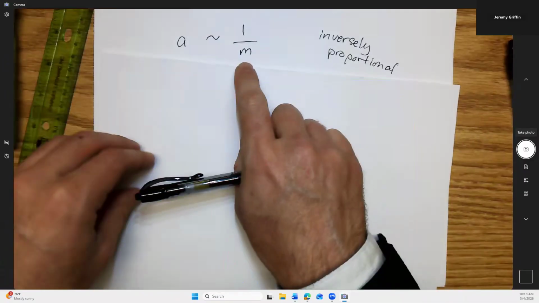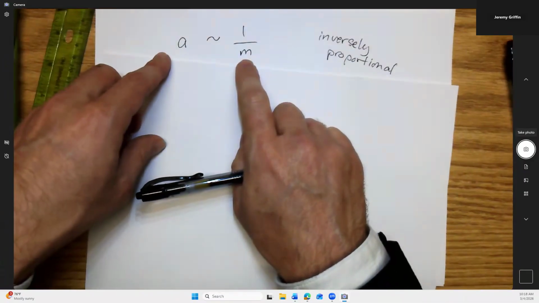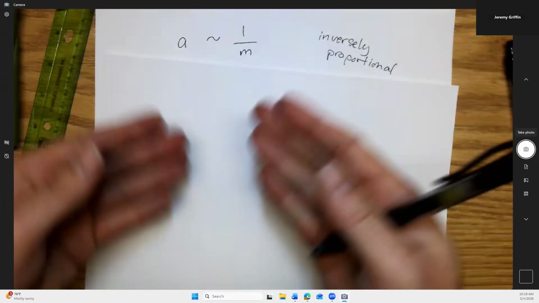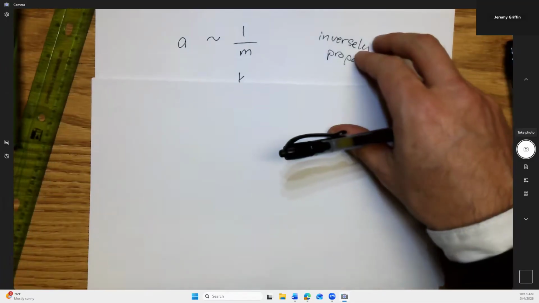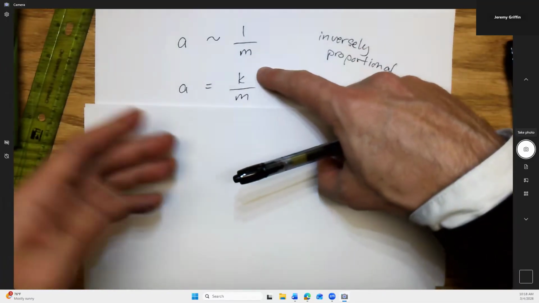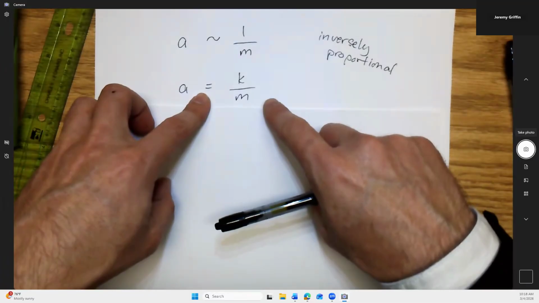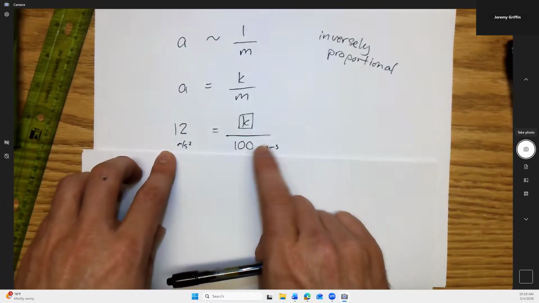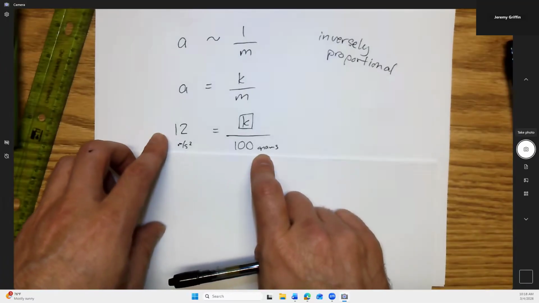So it looks like smaller mass is a larger acceleration, and a larger mass is a smaller acceleration. That's this right here. It's like upside down. It's inverse. And so we're going to solve for some kind of constant. So A equals K over M. Now I gave you one set of values here. I said for 100 grams, the resulting acceleration is 12 meters per second squared.